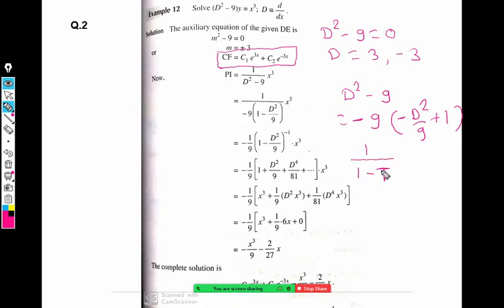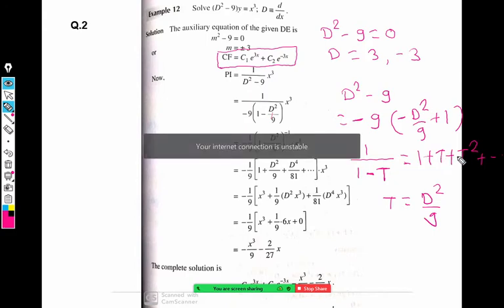And what is the expansion for 1 upon 1 minus t? 1 plus t plus t square plus so on. Now why have I written this? See, there is x cube, so maximum you can write up to t cube also if you want. But if the derivative appears greater than 3, there is no need to write it. So what is the value of t in this case? This is 1 upon 1 minus t. If you compare, the value of t is d square by 9. So 1 plus d square by 9 plus d raised to 4 upon 81 and so on.